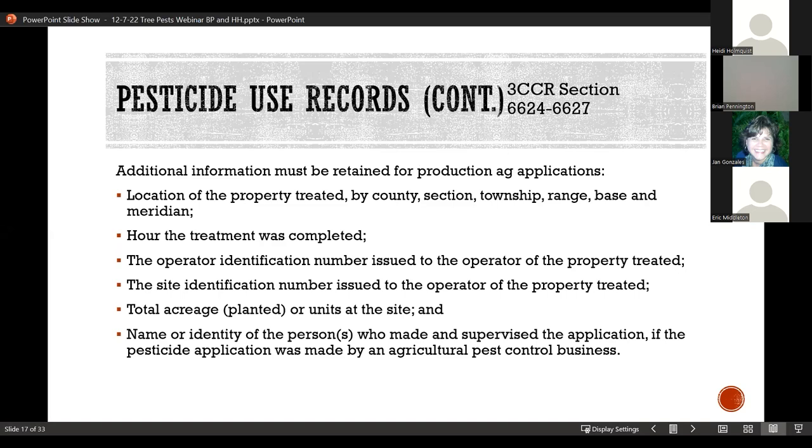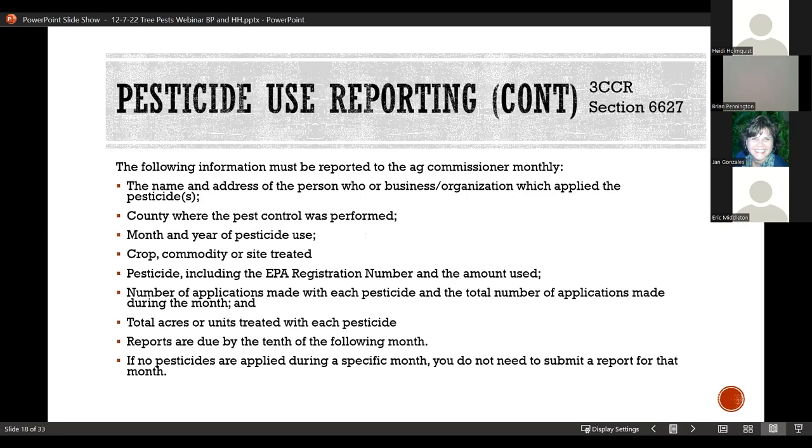It's more specific, like you have to have the MTRS, the township range base meridian, where the site was located. You have to have the hour that the treatment was completed. That's important because of the REI duration. You need the operator ID number. Again, this is listed in the code sections. Make sure that you know what information you're required to keep, and also make sure that you know what information you're required to report.